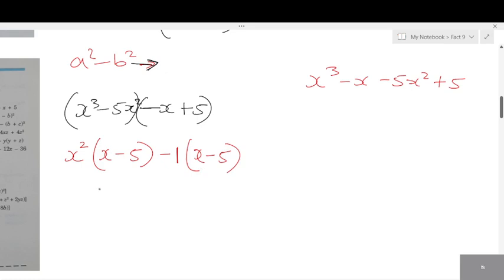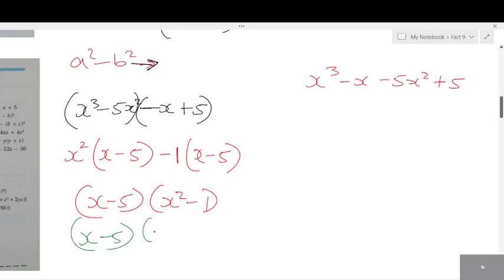Okay, you get x minus 5. Now, what is common to them? x minus 5 into x square minus 1. See, 1 is also a perfect square number. 1 is also a perfect square. I can write it as x into 5. How can I write this x square? Can I write x square minus 1 square? Right? Now x minus 5 remains as it is.